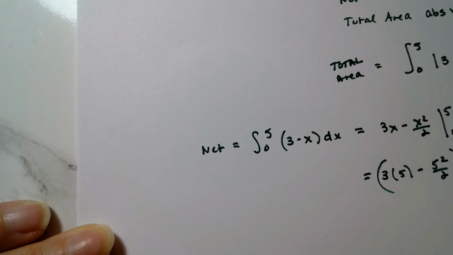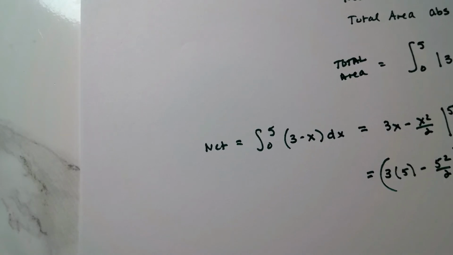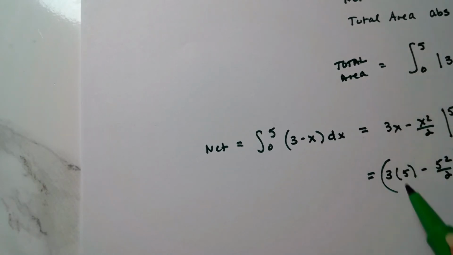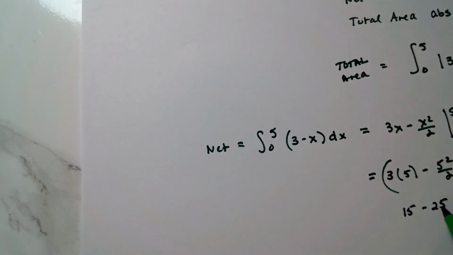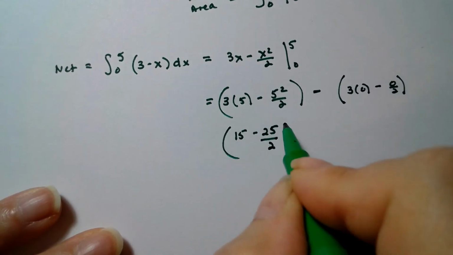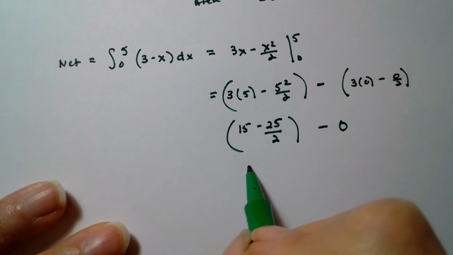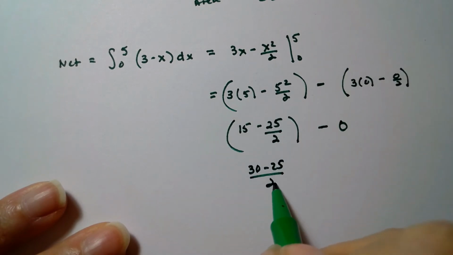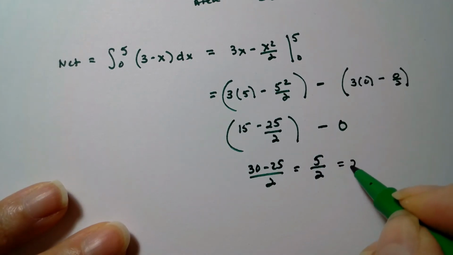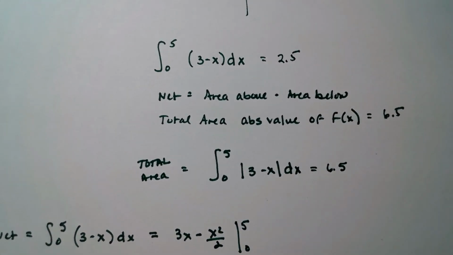evaluated at the upper bound, minus, and luckily we're going to have a 0 here, so this whole second term is going to go away, but it'd be 3 times 0 minus 0 over 2. Okay, so here we're going to have 15 minus 25 halves. I'm doing a terrible job tonight. I'm sorry, guys. Minus 0. So I really just need to focus on this. 2 times 15 is 30 minus 25 over 2 is going to give me 5 halves. And that's about 2.5.